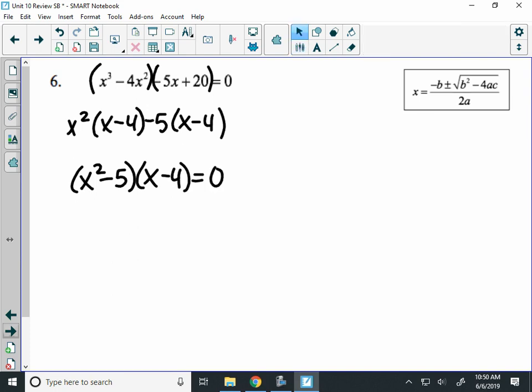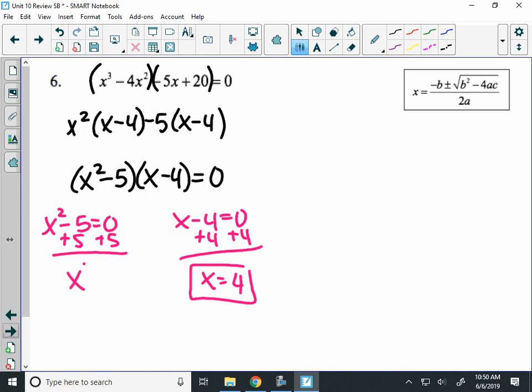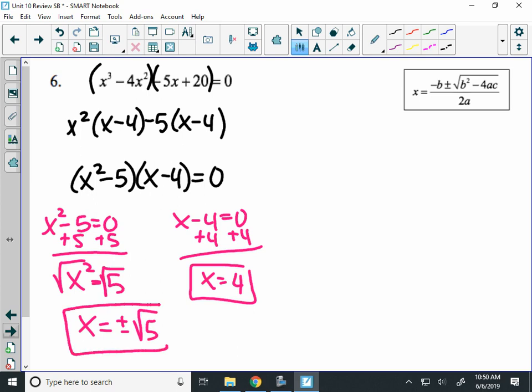And I go ahead and set those all equal to 0. x squared minus 5 equals 0. x minus 4 equals 0. When I add 4 to both sides, I get a solution at 4. When I add 5 to both sides, I get x squared equals 5. Take the square root, and don't forget your plus and minus in front of the 5. And there are your 3 roots for that cubic polynomial.